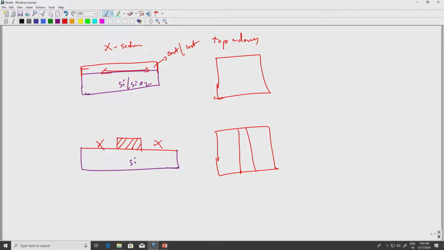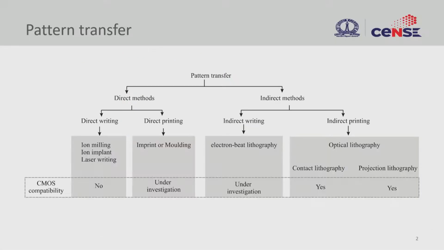So if you are going to put a field or a potential across, the direction of your electron flow will be here, but in this case it can take multiple paths, right? So what we are trying to do here is to restrict the energy flow, right? So this is what we call pattern transfer, right? So from a continuous film to a restricted cross section where you can exploit this for whatever functionality you want to realize, right?